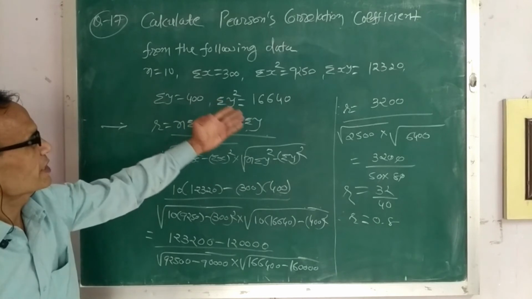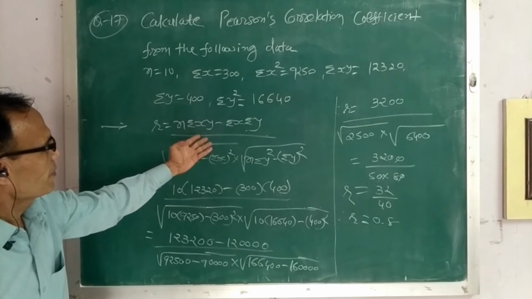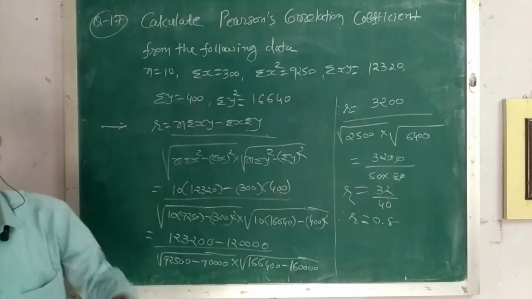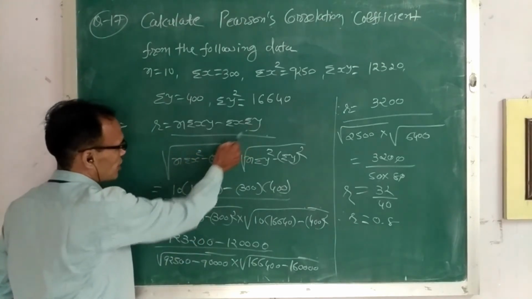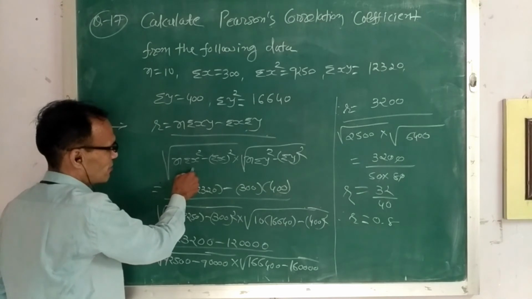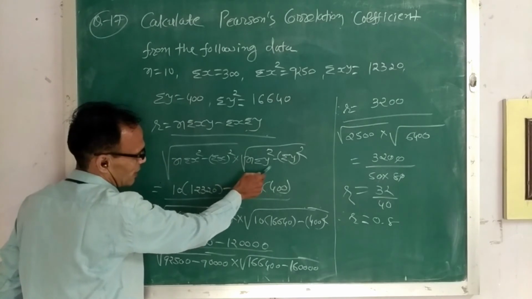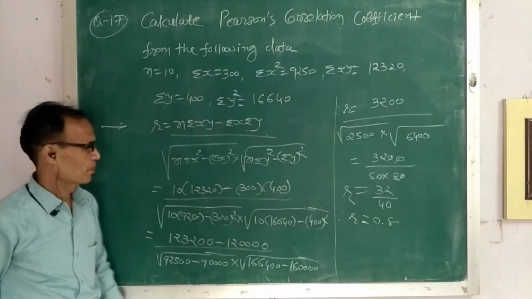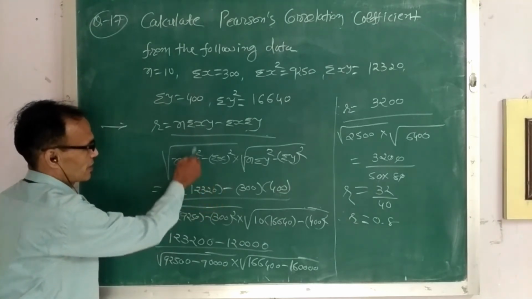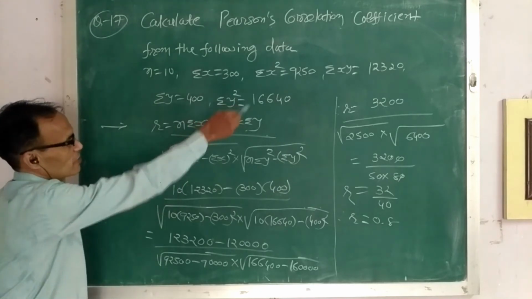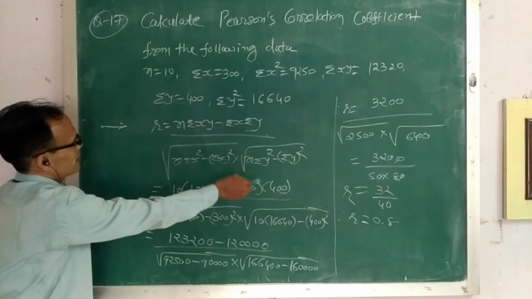We can see that sigma x square, sigma y square are all there, so we apply the direct xy formula, that is r is equal to n sigma xy minus sigma x into sigma y upon root of n sigma x square minus sigma x whole square into root of n sigma y square minus sigma y whole square, that is equal to 10 into 12320 minus sigma x, that is 300, sigma y, that is 400.